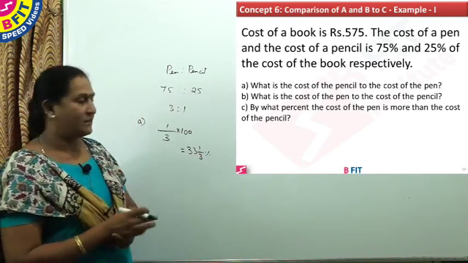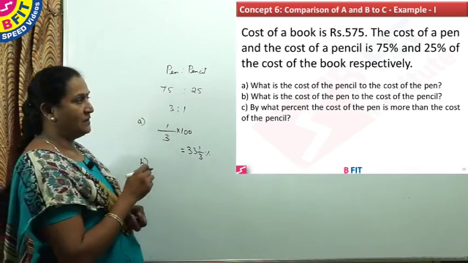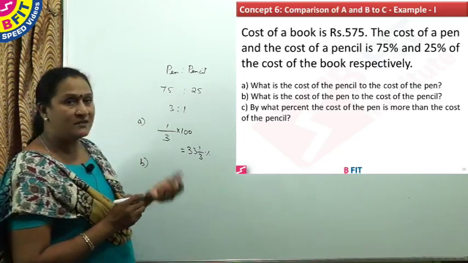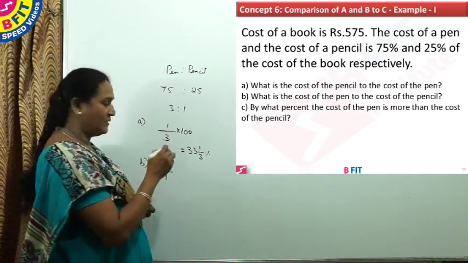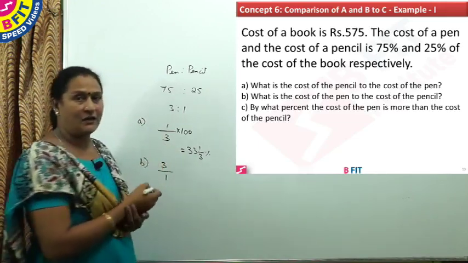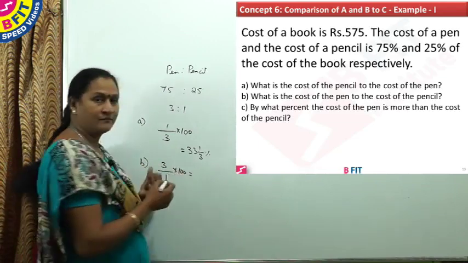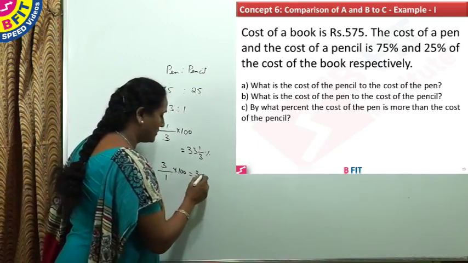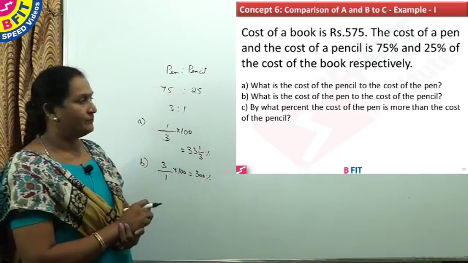Suppose it is the other way: what is the cost of the pen as a percentage of the cost of the pencil? So the pencil's cost will be the base, that is 1, and the pen's cost will be the required value in the numerator, into 100. Now what will be the percentage? It is 300%. So the cost of the pen is 300% of the cost of the pencil.